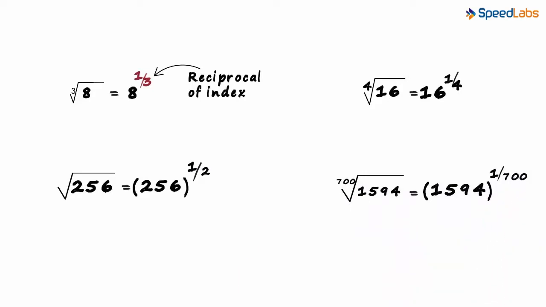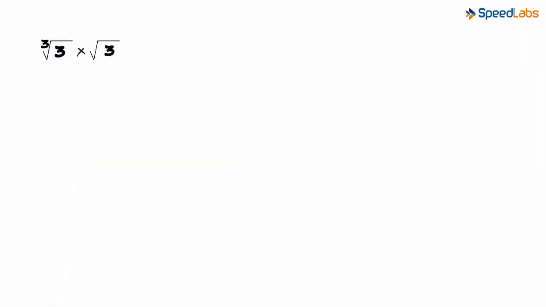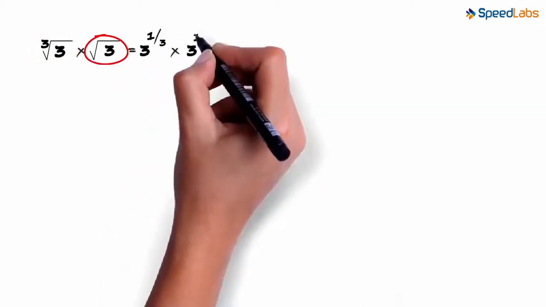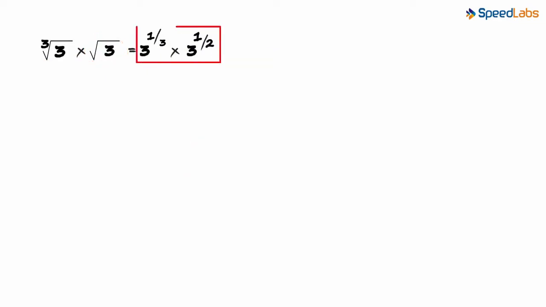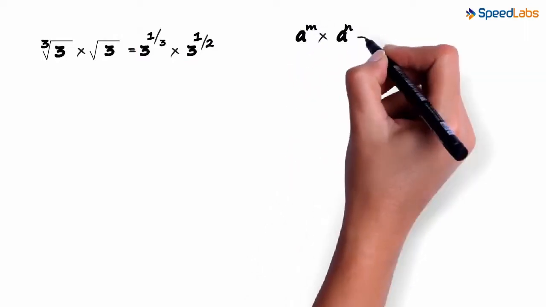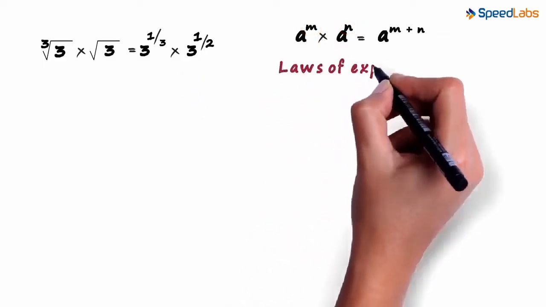How does this notation help us? Of course, we eliminated the radical sign, but there are plenty more reasons why this notation can really help us. Try solving cube root of 3 multiplied by square root of 3. You would be slightly confused, but let's write it as 3 raised to 1 by 3 multiplied by 3 raised to 1 by 2. This looks comparatively simpler. We know that a raised to m multiplied by a raised to n equals a raised to m plus n. Same base and multiplied, we just add the exponents. So writing it this way makes it easier to use the laws of exponents.